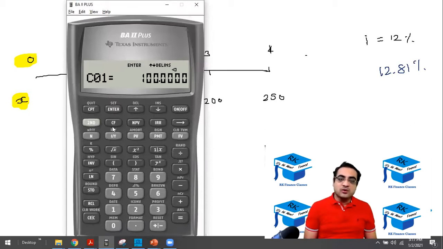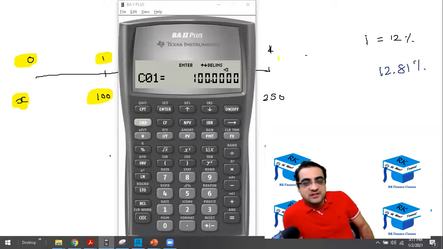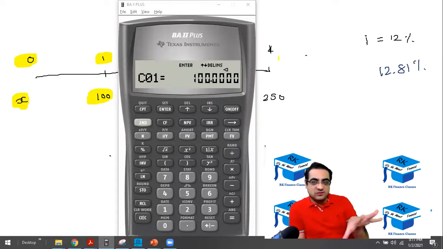One more time, I'm just explaining for your reference. CF, second clear work. CF0, nothing. Scroll down. They ask for C01, which is 100, and enter. Anyone not clear till this step, please raise hand. This being the first example, I'm going to go a little slow.